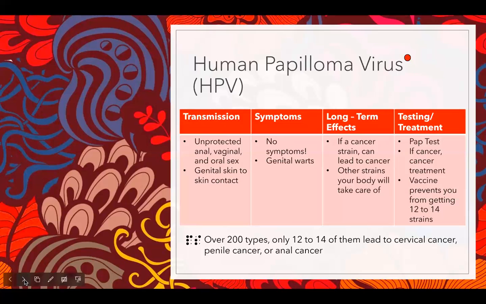Because this STI is so common and because there are so many different types of this virus, statistically, if you are ever sexually active in your lifetime, you will contract one of these virus types, okay? Now, it's nothing to be completely afraid about. What's good about knowing that there's about 12 to 14 of them that can lead to cancer is that there's a vaccine to prevent you from getting those 12 to 14 strains that can lead to cervical cancer. On the last little square at the end, it says vaccine prevents you from getting 12 to 14 strains.